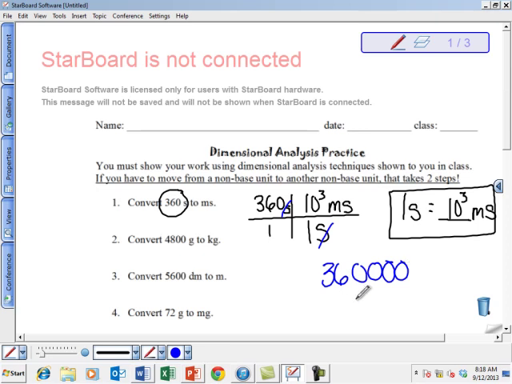Okay, so can we put this into scientific notation? Are you ready? Your decimal's here, but you need to have it in between the 3 and the 6. So how many times did you move it? A lot. Nice one. You moved it 5 times.